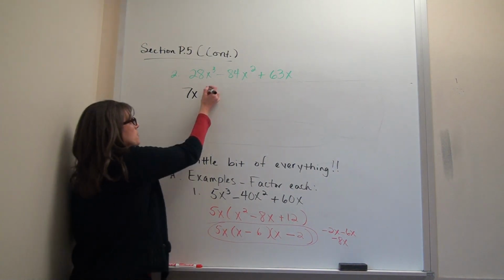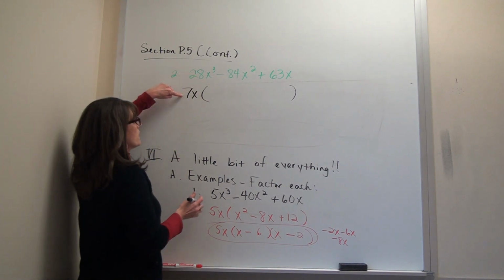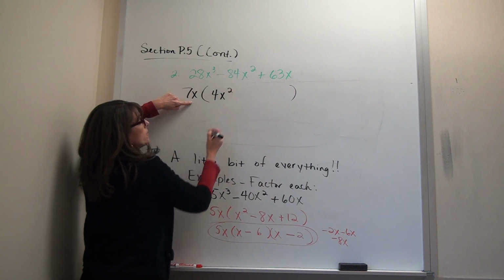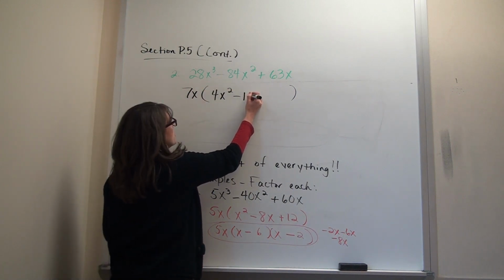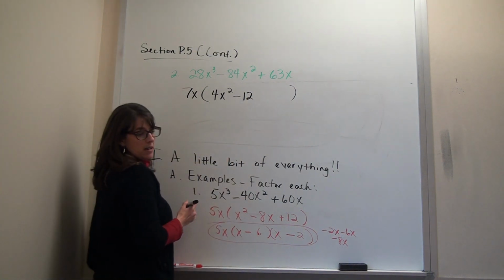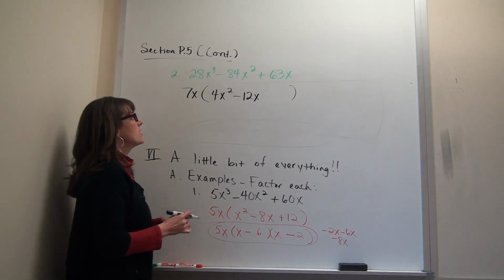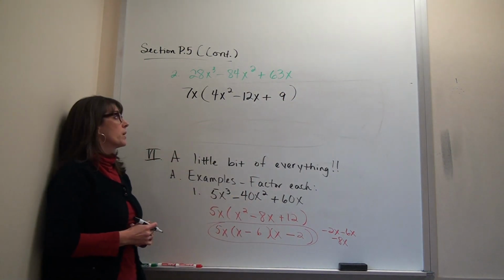So what I'm going to do is write down in the parentheses what's left when I do that common monomial factoring. 28 divided by 7 is 4. X to the third divided by x is an x squared. 84 divided by 7 is going to be a negative 12. And x squared divided by x is a single x. 63 divided by 7 is a 9. And x divided by x is a 1.